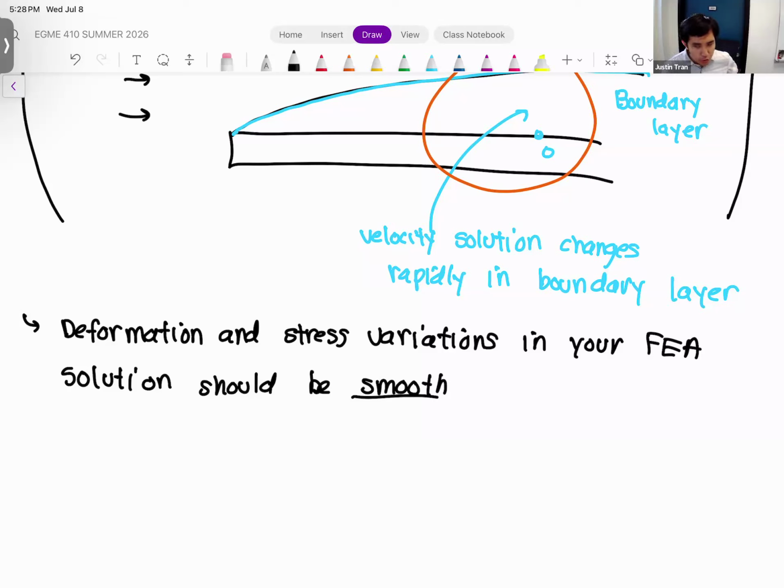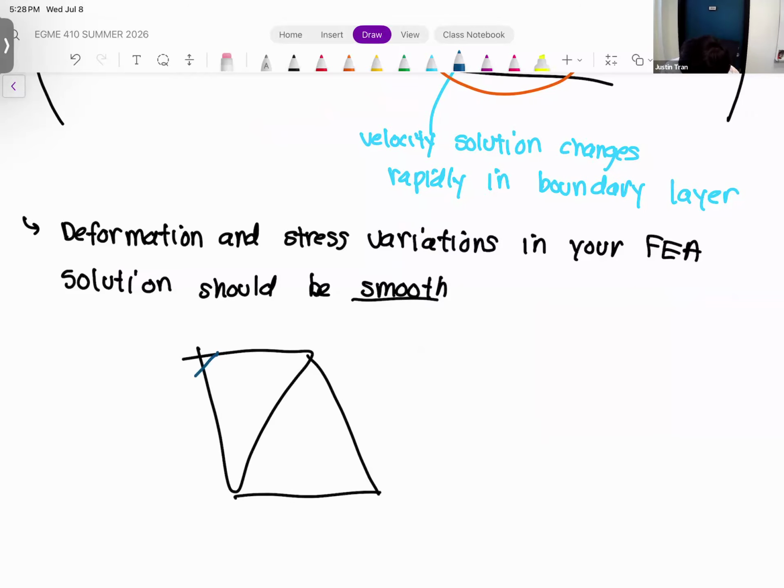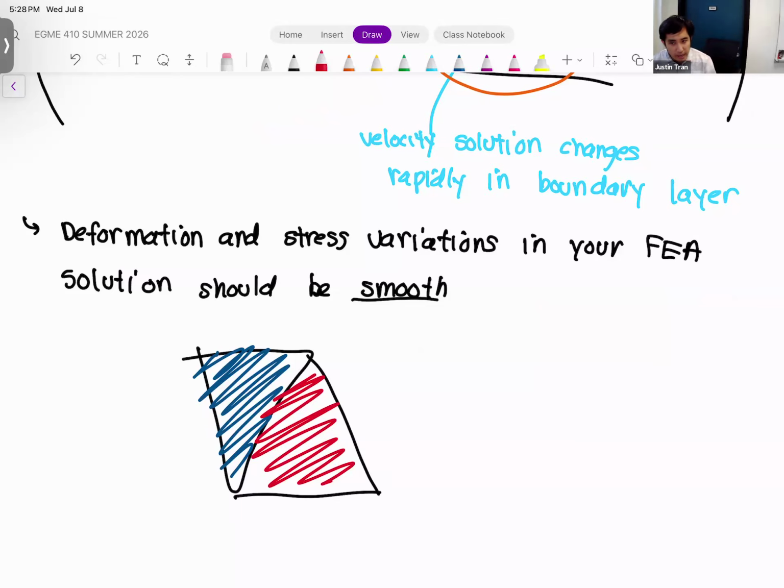Your solution should not jump from deep blue to deep red within the span of an element. You should not have two elements next to each other where one element is deep blue and the next element is deep red. Now that's an extreme case, but if I saw something like that, that's definitely a sign that you need to refine your mesh.